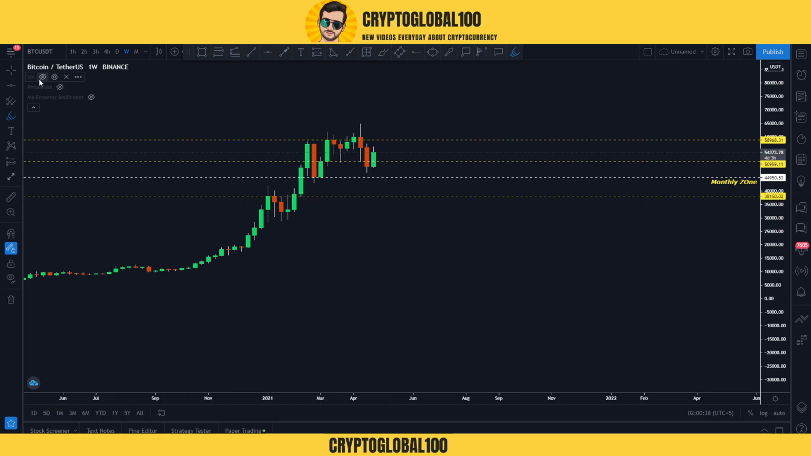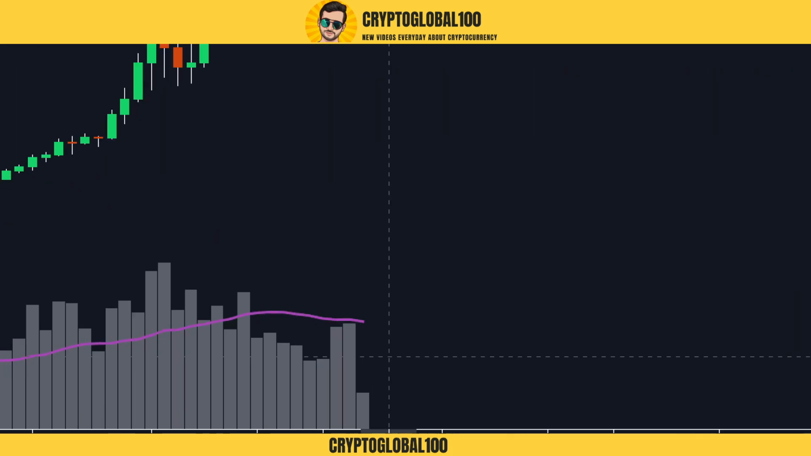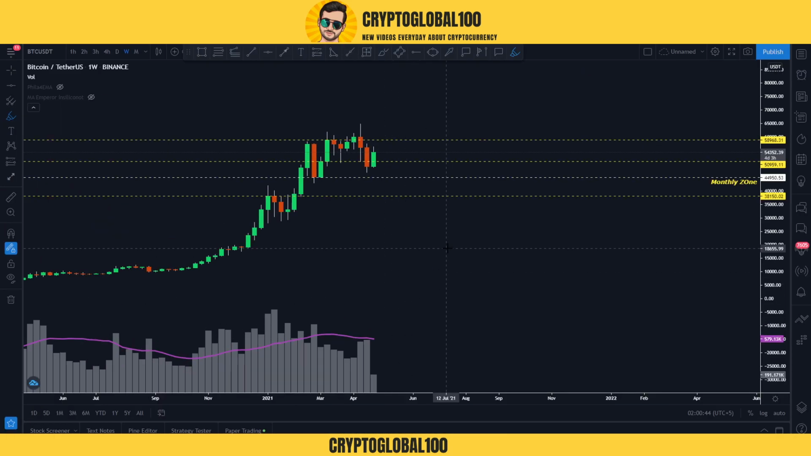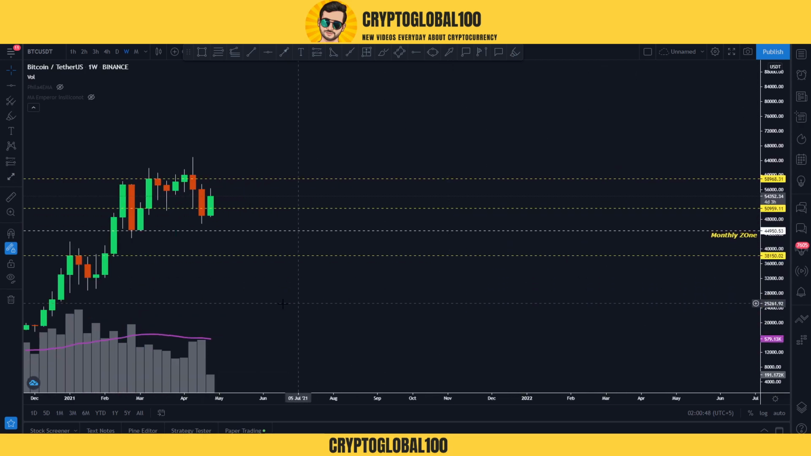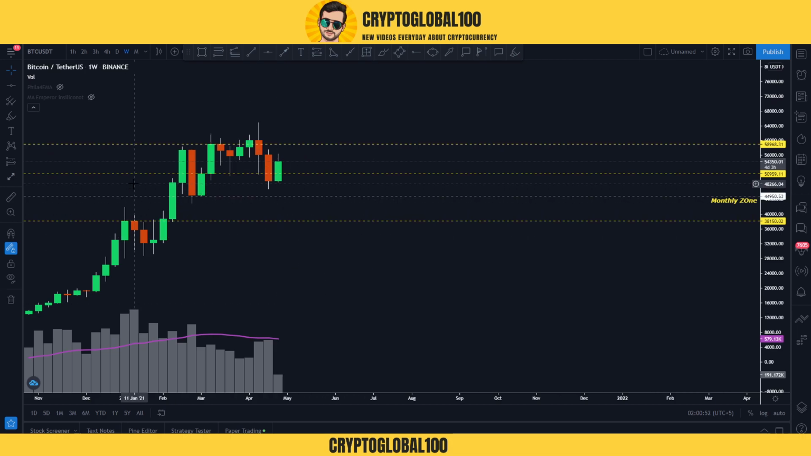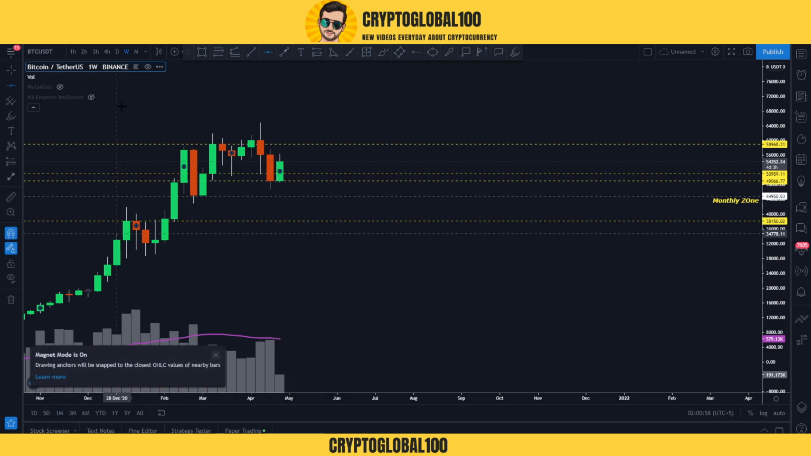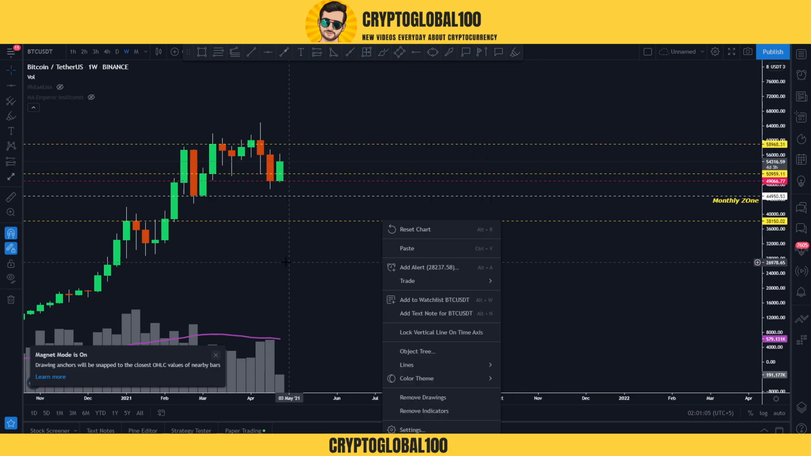If we turn on the volume, you see here, that's the main thing. Let me show you guys. This is very important for you to understand what is happening right now. This is also a good zone as well. Let me draw this as well. Okay, and I'm gonna color it pink. Let's make it pink.